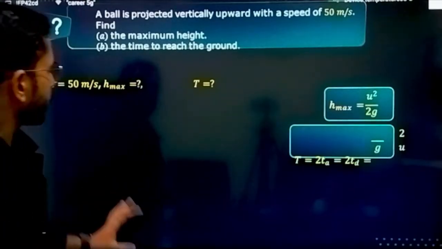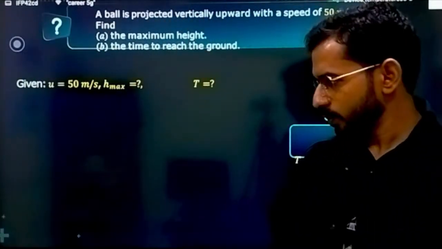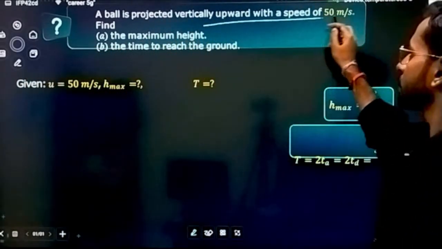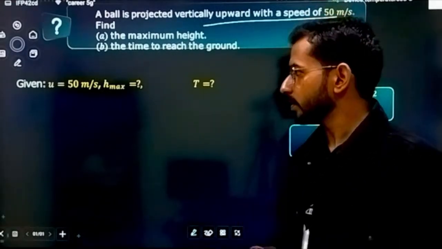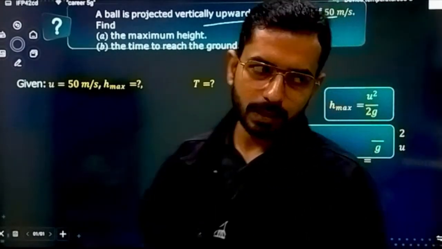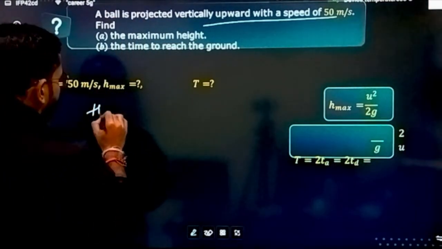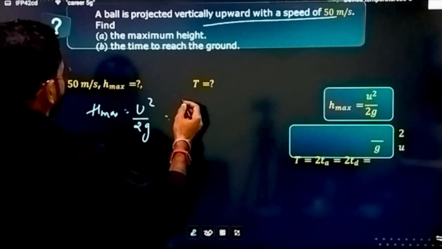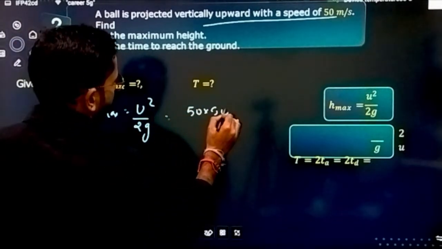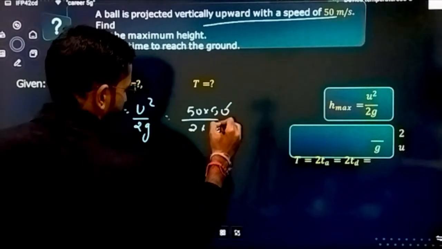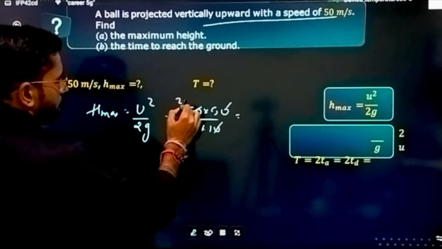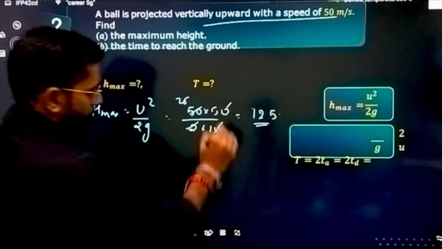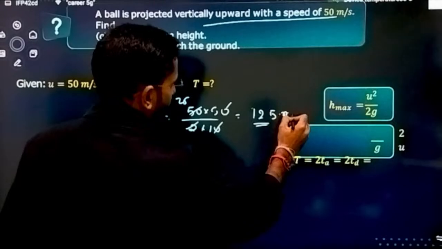Correct. Now see, there is a basic question. Just solve it using the formulas. Values are given. Let's see. A ball is projected vertically upwards with a speed of 50 meters per second. Initial velocity is given. The maximum height that you will achieve: what is the formula for maximum height, students? H max equals u square divided by 2g. U square is 50 into 50 divided by 2 times 10. G, if nothing is mentioned, we take as 10. That means it becomes 25 into 5, 125. Correct? 125 meters.